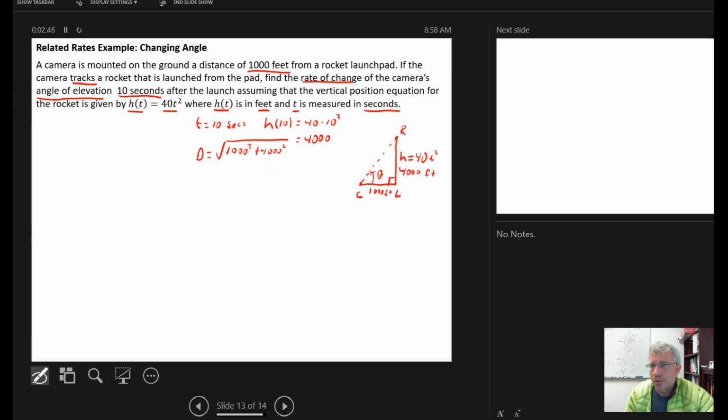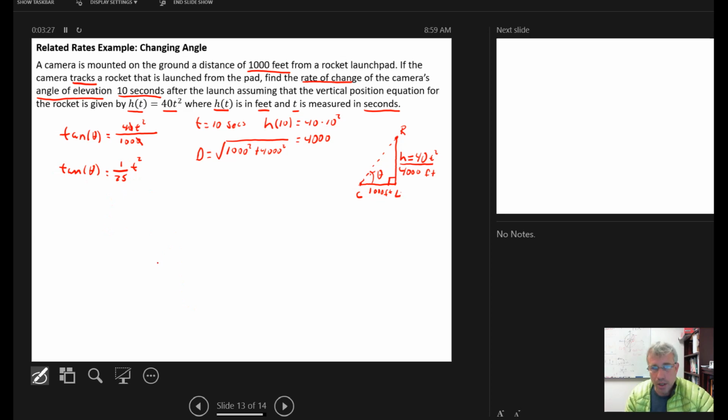And then we want to know the rate of change of this angle. So we need a function that includes the angle and the sides of the triangle. What we want to recognize is that the tangent of the angle we're working with is going to be, from trigonometry, the side opposite, which is changing, that's the 40t squared, over the side adjacent, which is the 1,000. And then we can simplify this, and it's going to simplify to 1/25 times t squared, and this is the tangent of theta.